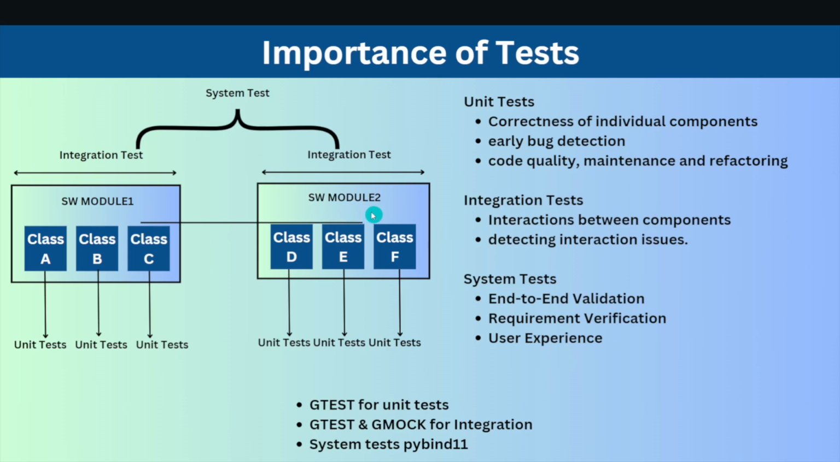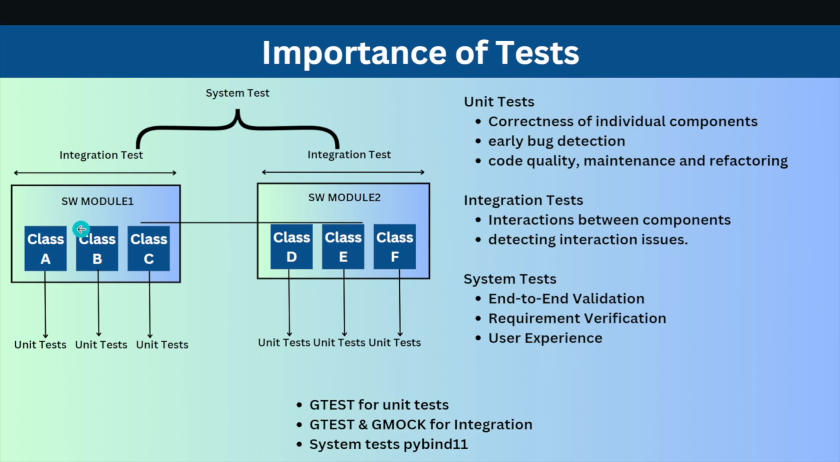We can visualize a unit test as testing a specific class. If you have a software module with different classes, you can write tests to check whether all the methods inside a class are behaving as expected or not. So we need to write unit tests for all these classes, and you can ensure that this individual component in the module is behaving well.